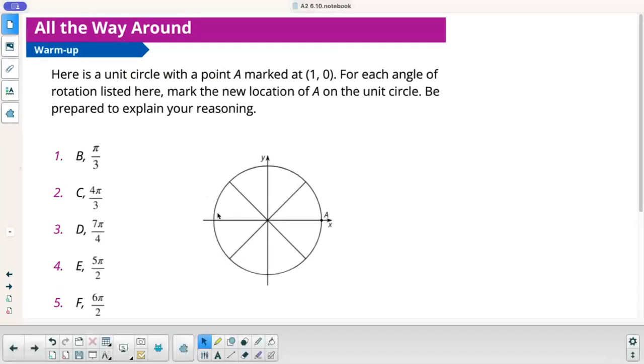All right, our warm-up. Here's a unit circle with point A marked at (1, 0). For each angle of rotation listed here, mark the new location of A on the unit circle. Be prepared to explain your reasoning.